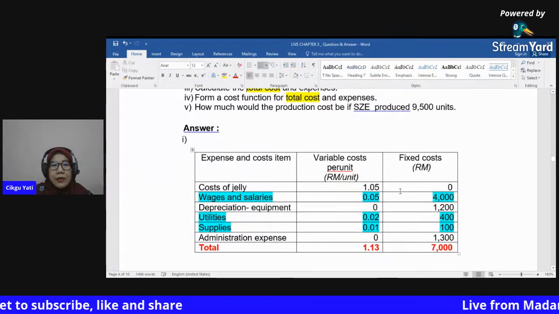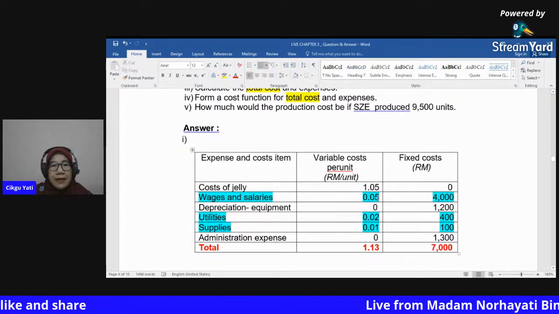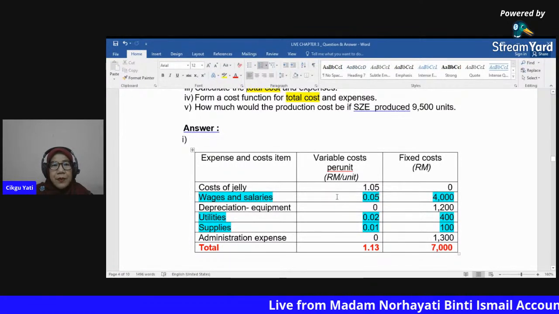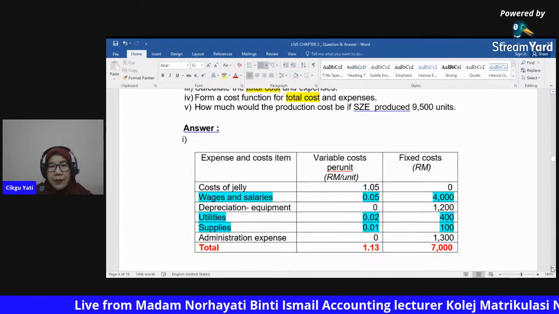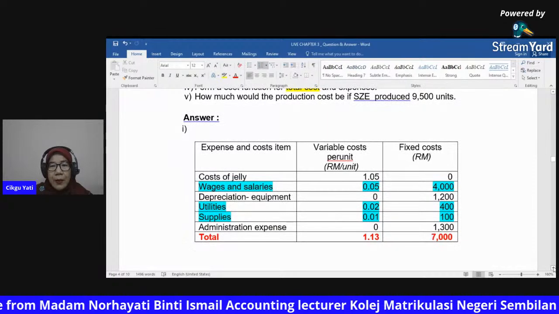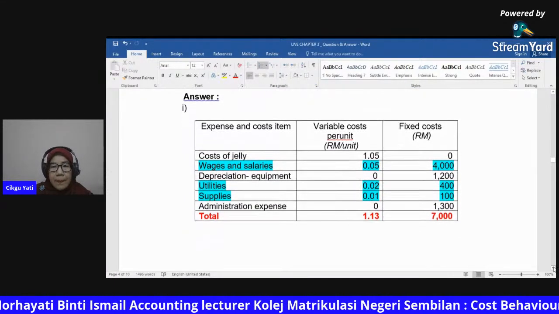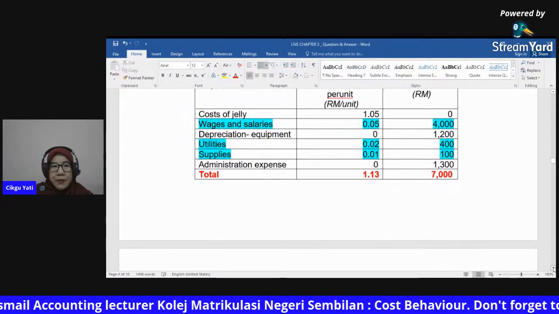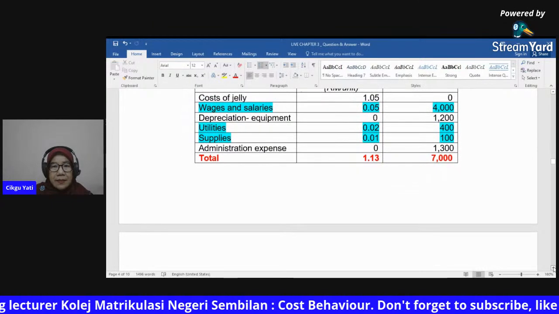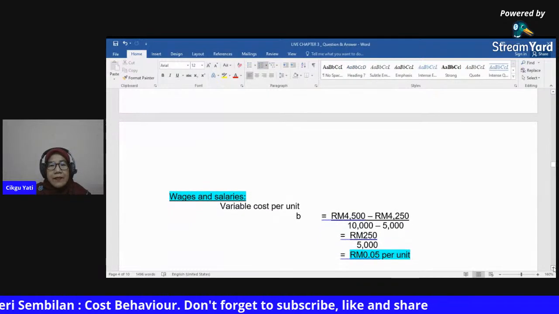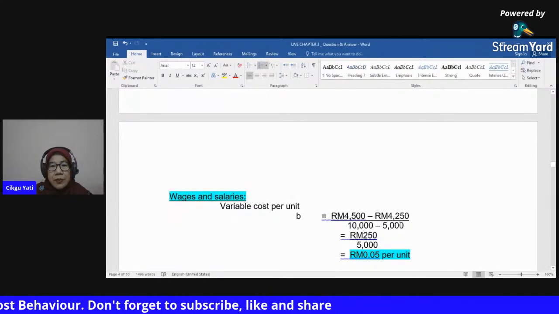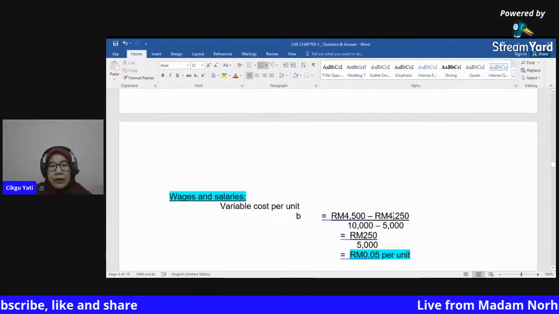Okay, now I will show you how to segregate wages and salaries into variable cost and fixed cost using the high-low method. This is the answer for wages and salaries. Just now we have already chosen the lowest unit, 5,000, and the lowest cost, 4,250, for wages and salary.